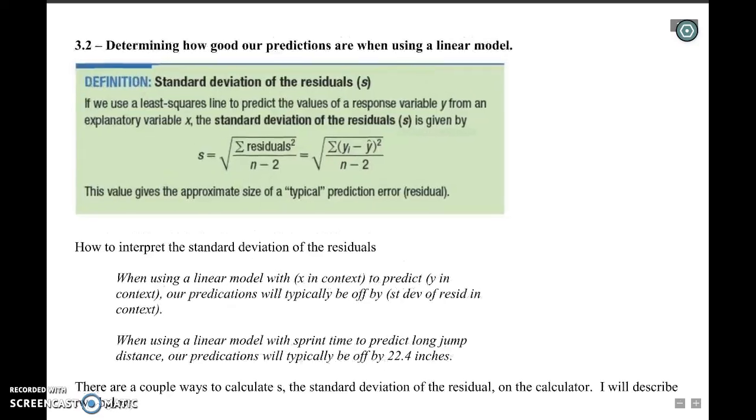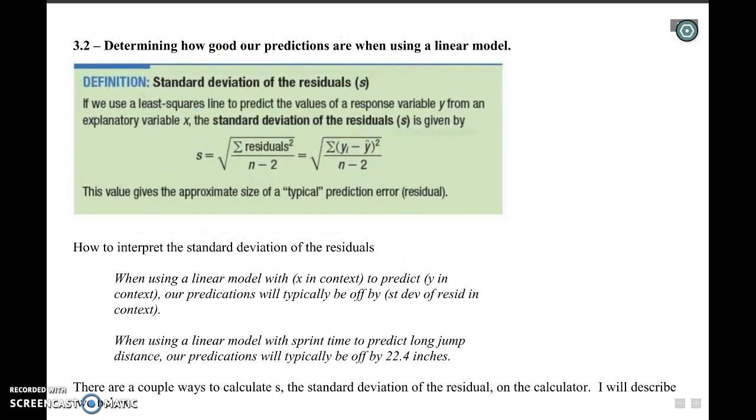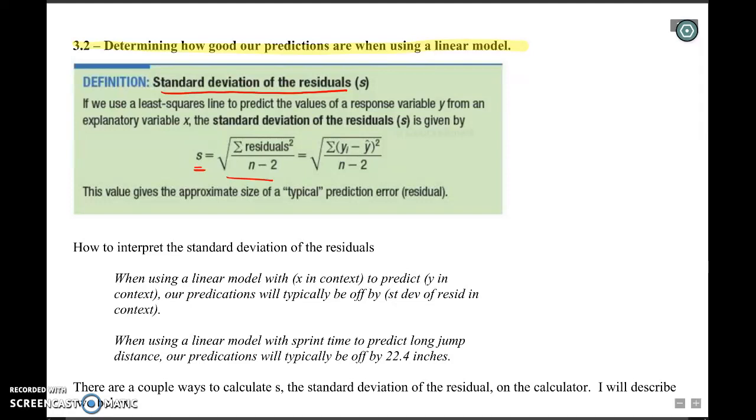So the next obvious question should be, whenever we make a prediction, how good are these predictions when we're using our linear model? There's kind of two ways to measure how good our predictions are. The first one we're going to talk about is the standard deviation of the residuals, denoted S. Here's the formula for calculating it. Let me just remind you a couple things here.